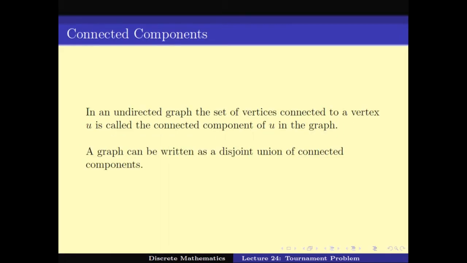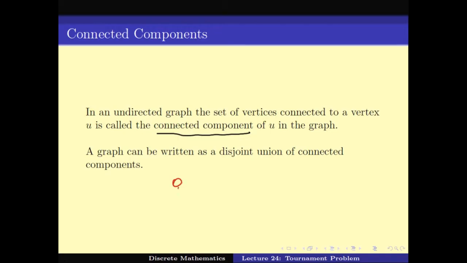So moving on. Once you have equivalence relations, it isn't hard to prove from the definitions or from the properties of equivalence relations that the whole graph will be split into equivalence classes. We call them the connected components. So a connected component of a graph is a component where any two vertices are connected. And the graph can be written as a disjoint union of connected components.